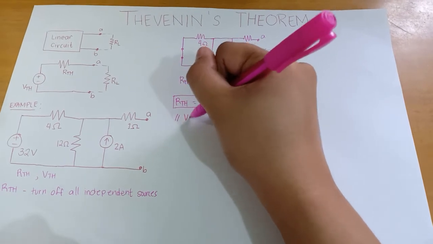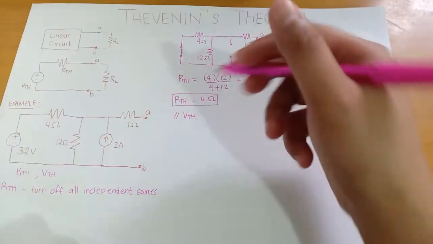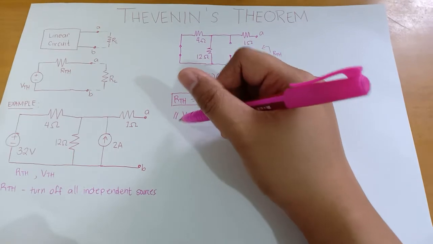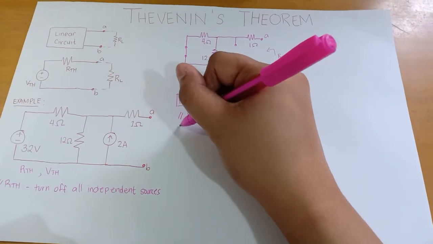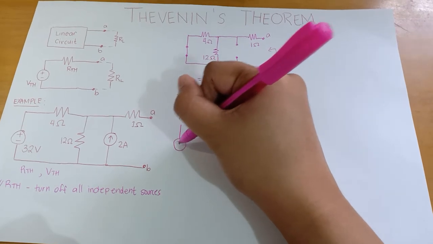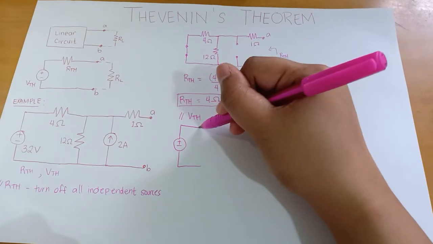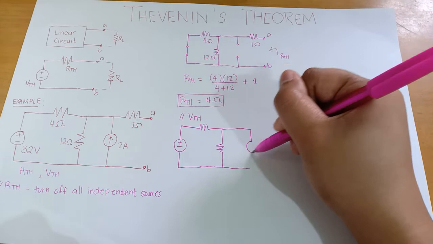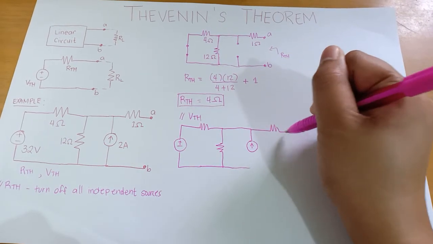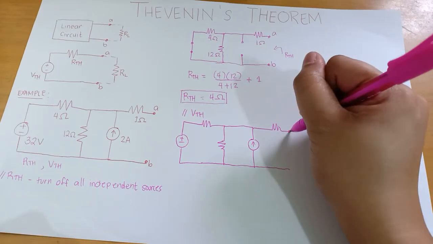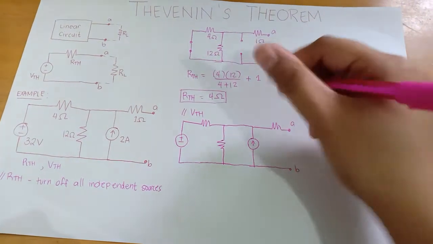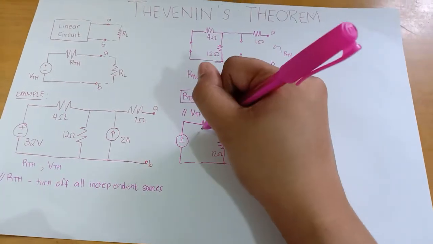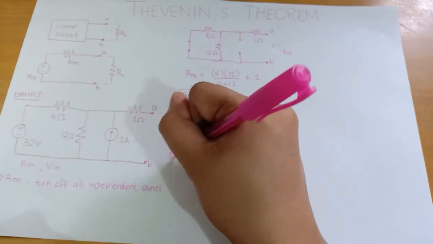Kunin naman natin yung Thevenin voltage. So, yung Thevenin voltage ay dapat naka-turn on na ulit yung mga voltage sources and current sources natin na independent. So, balik lang natin, 32 volts, tapos meron ditong 4 ohms, 12 ohms, tapos 2 amps, 1 ohm, A, B, yan, 1 ohm, 2 amps, ito ay 12 ohms, 4 ohms, 32 volts, yan.